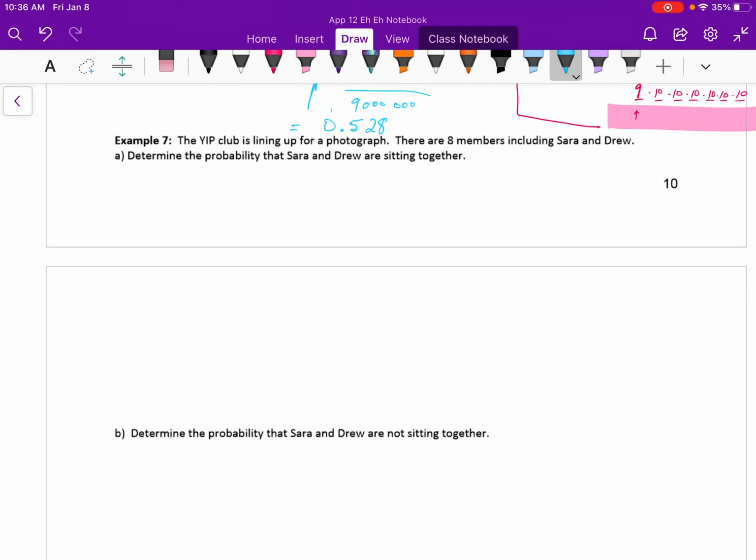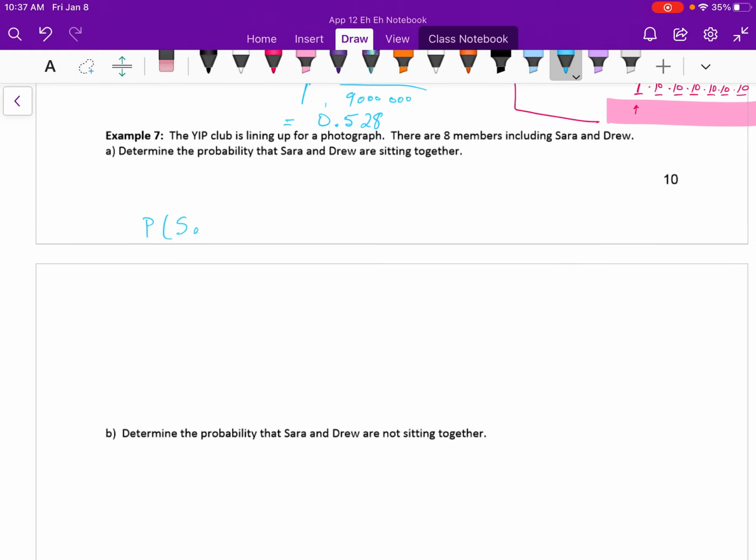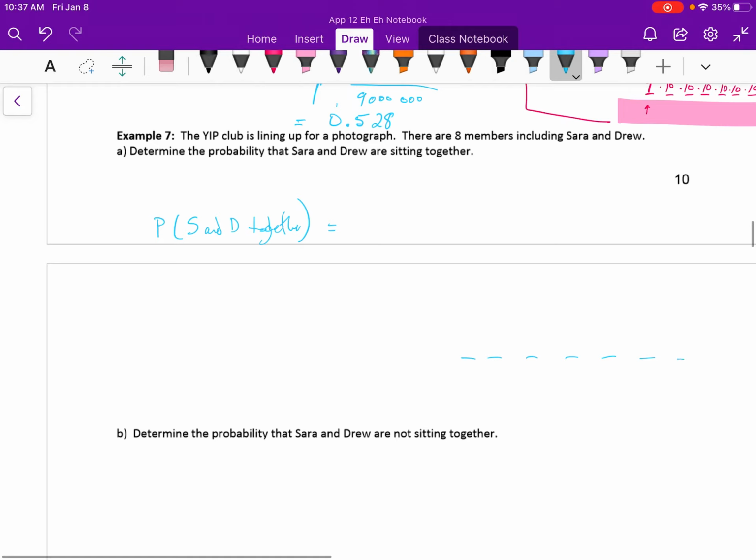Well, that's great. It's a great question. The probability that they sit together. So the probability, Sarah plus Drew. Now, I'm getting lazy here. I should probably put Sarah and Drew together. So we have 8 members, 1, 2, 3, 4, 5, 6, 7, 8. We can treat them as letters. Sarah and Drew have to be seated together. So really, we have 1, 2, 3, 4, 5, 6, 7 different objects that we have to order.